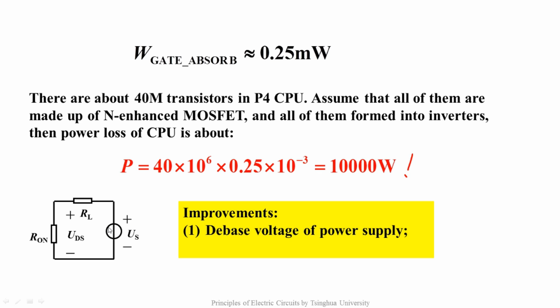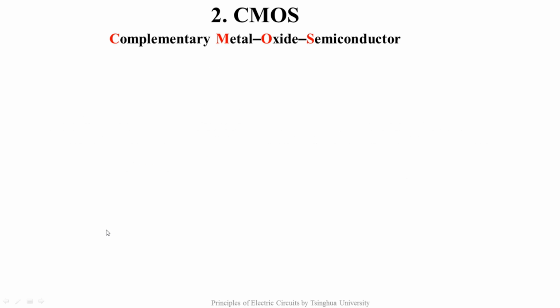Can we suppose if there's no current path when the MOSFET is turned on, then the power loss is zero? In other words, can we improve the logic gate's structure to ensure there's no current path when the MOSFET is turned on? Thus, the power loss is completely eliminated. This is the original intention of the CMOS.